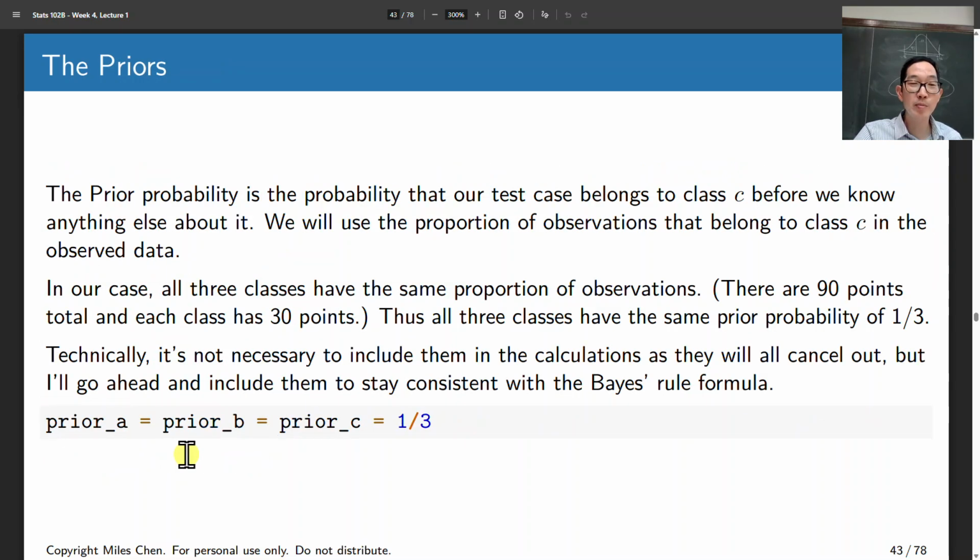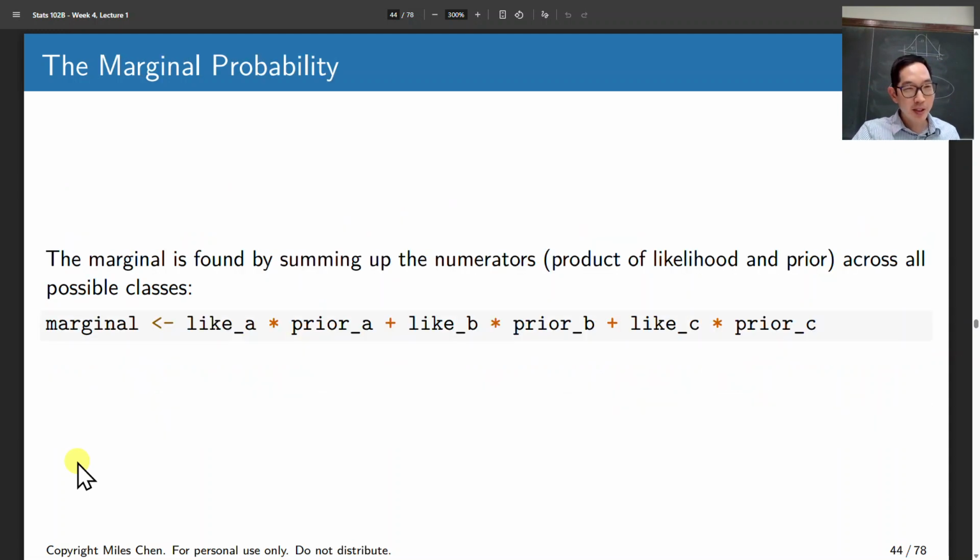My prior numbers are just going to be 1/3 for all: prior A, prior B, prior C. They're all going to be 1/3 because, at least in this scenario, I have 30 points from A, 30 points from B, and 30 points from C. So everything will kind of cancel out. We don't have to include them, but I'm going to include them.